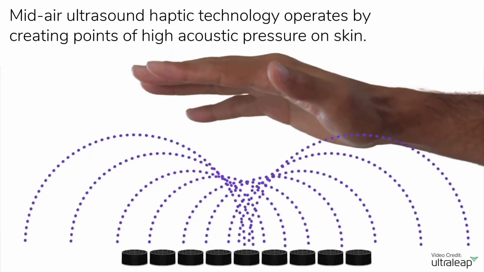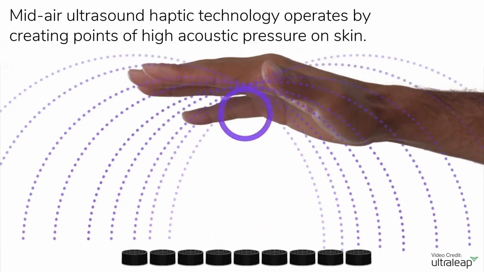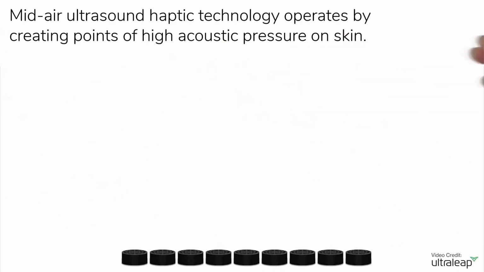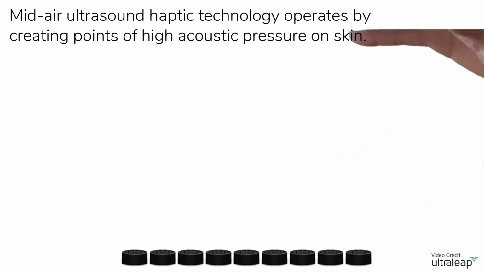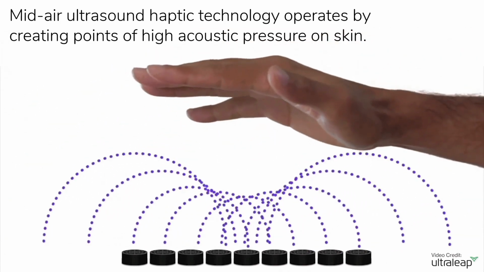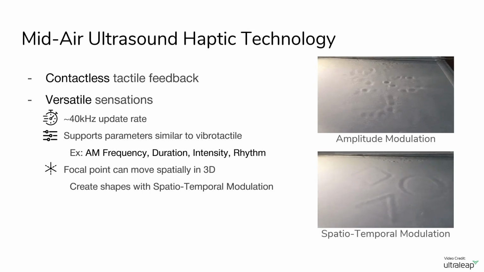The technology operates by modulating the phase on an array of ultrasonic transducers to create areas of high acoustic pressure in space. These areas can then be perceived by tactile receptors in the skin as haptic sensation. Some features of this technology, besides being contactless, it is highly flexible in the sensations that it can create. For example, by quickly moving the focal point, we can draw basic shapes onto the user's hand. We're also able to emulate many of the parameters of traditional vibrotactile, such as AM frequency, duration, intensity, and rhythm.